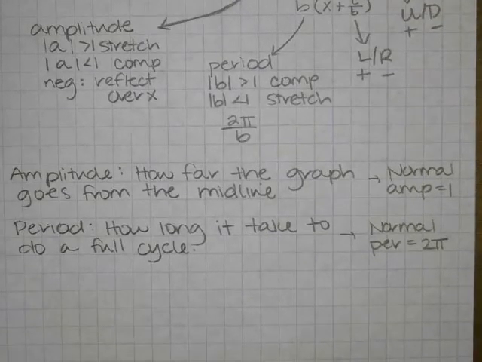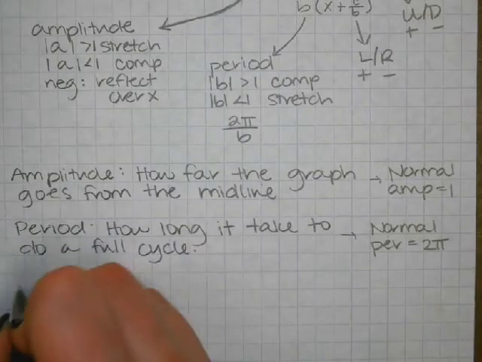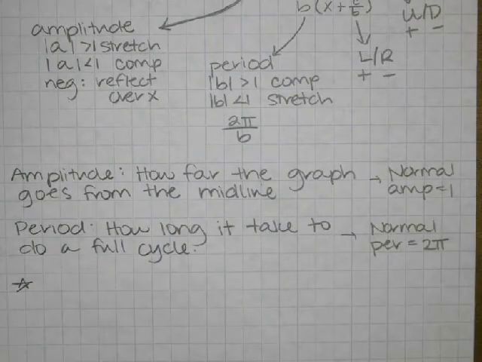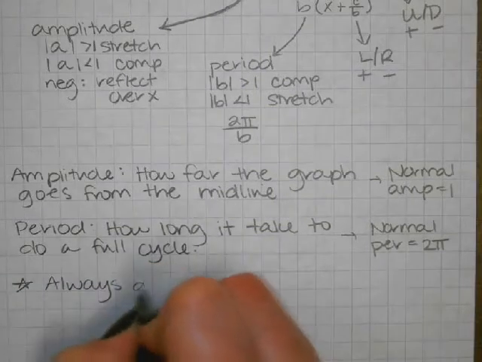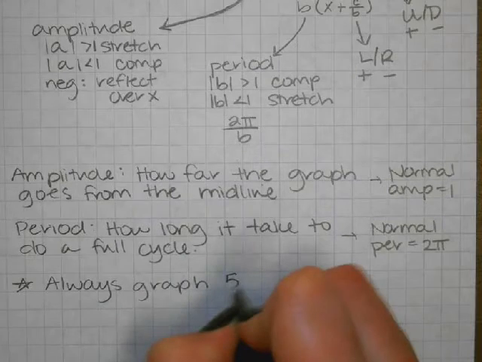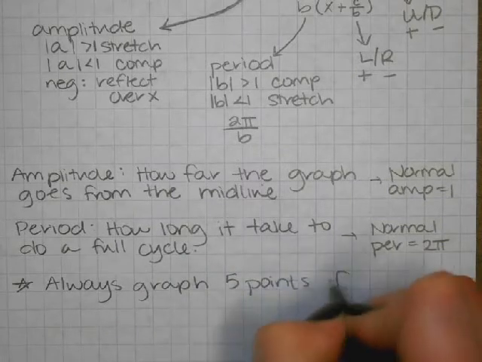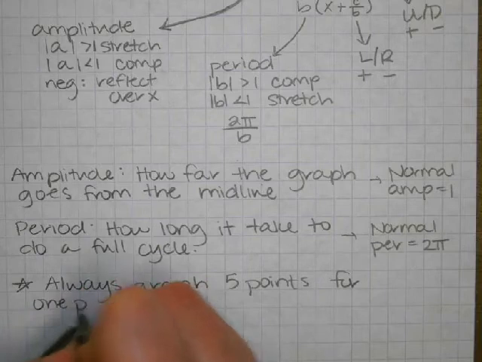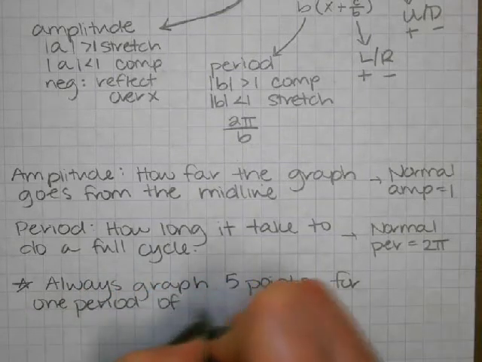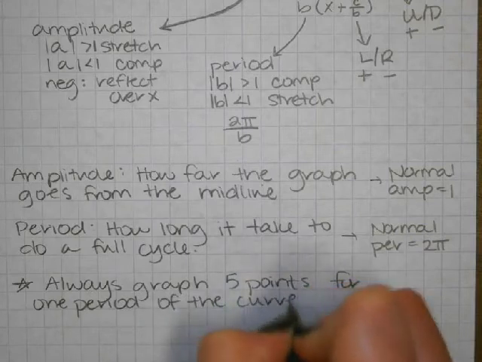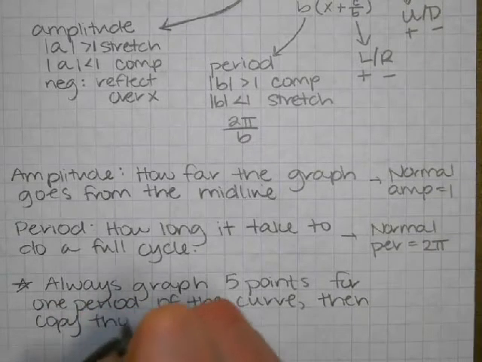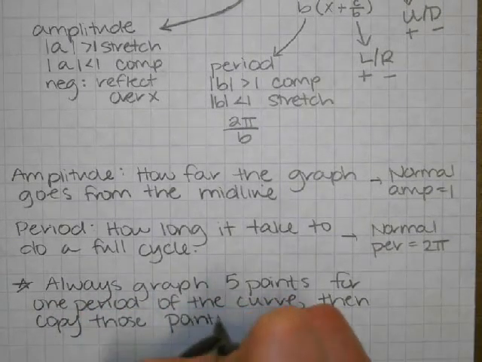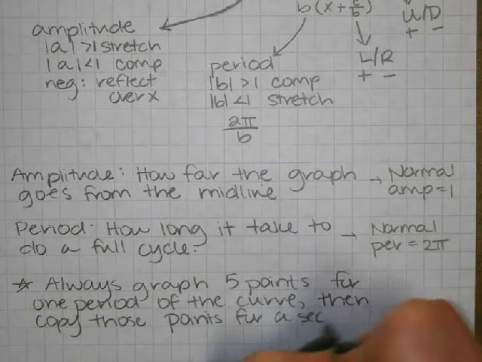So what I want you guys to do whenever you graph these, this is a little note. This is not something mathematical, like an agreement everybody has to do, but this is something that I want specifically. So I always want you to graph at least 5 points for one period of the curve. And then copy those 5 points for a second period of the curve.